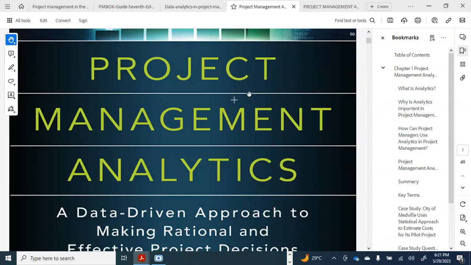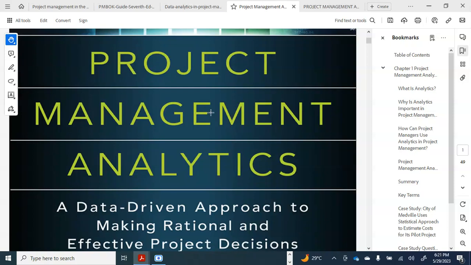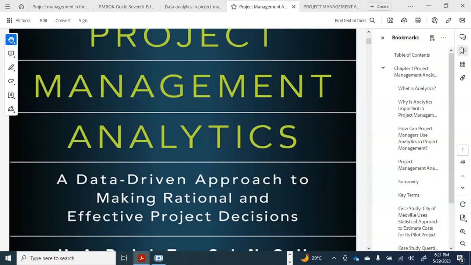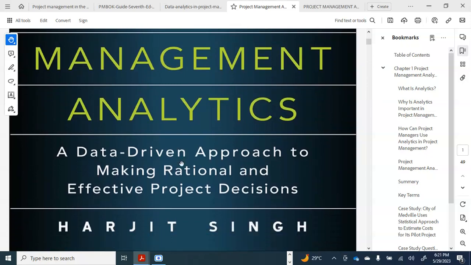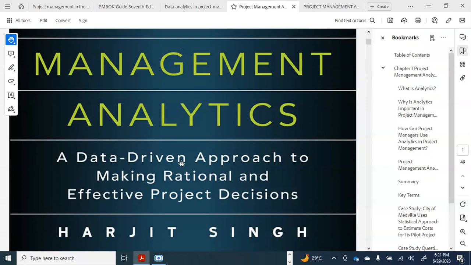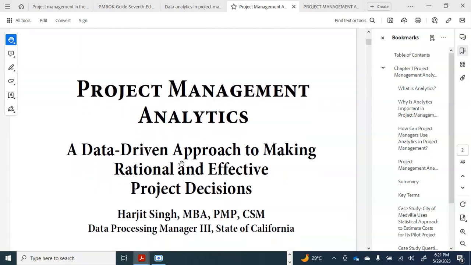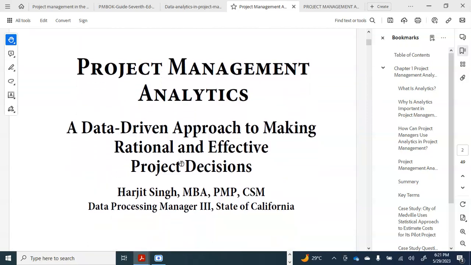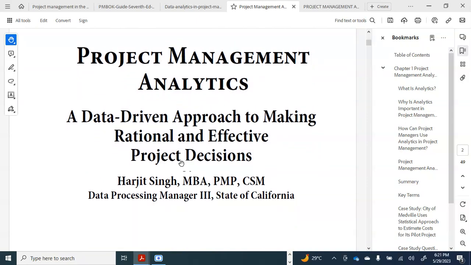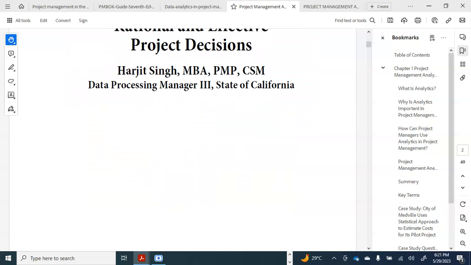So we're moving on. I'll share this book with us: Project Management Analytics, a data-driven approach to making rational and effective project decisions, written by Ajit Singh. He has a Master of Business Administration, is a PMP, CSM, and a Data Processing Manager level 3 for the State of California. I will give us this material to help us.